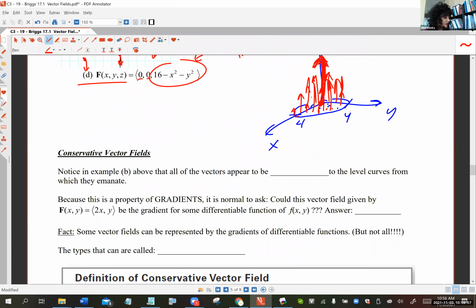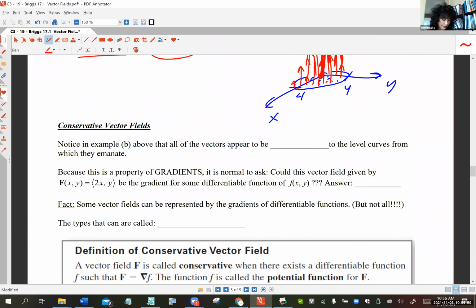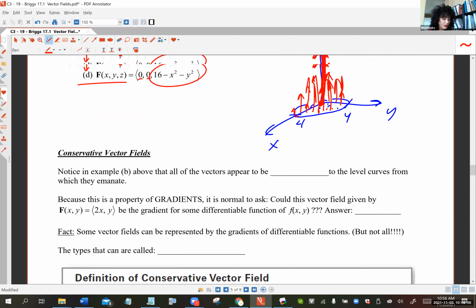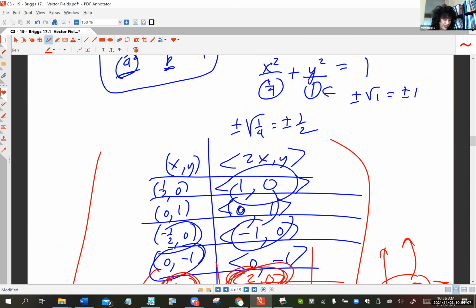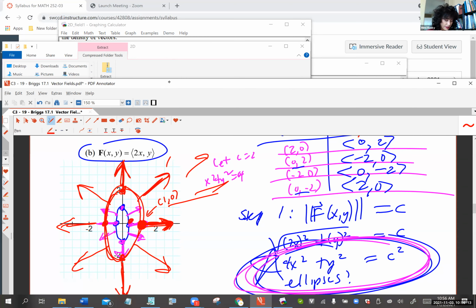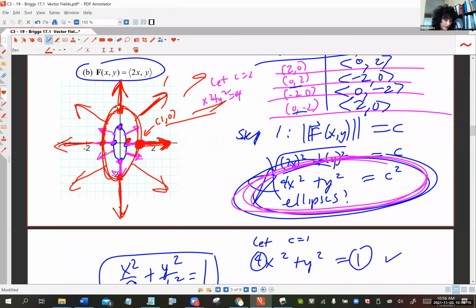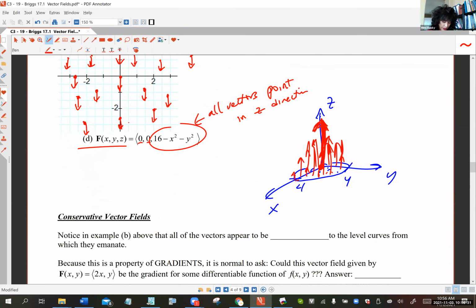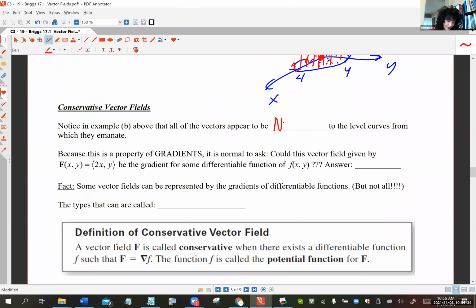Let's talk about conservative vector fields. In example B that we did, I want you to notice that all the vectors in example B were pointed out. And in fact, all of those vectors are normal to each of the level curves from which they emanate. So fill in the blank on your course reader lecture notes and put in normal.